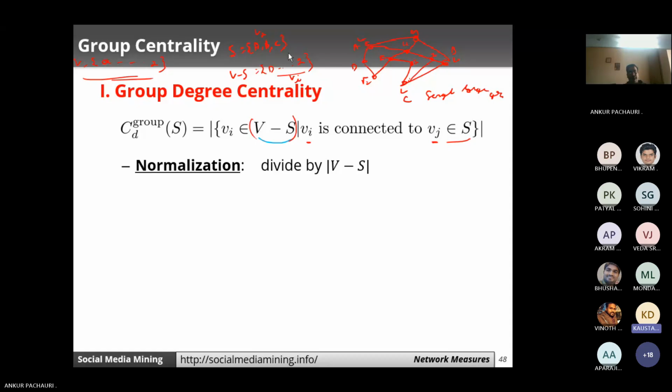Yes, sir, now it's clear. So your S is our group and V minus S is your outside group. Yes, of course. S is the set which we have clubbed together as one node. So S is the super node. Got it, thanks. User defined.